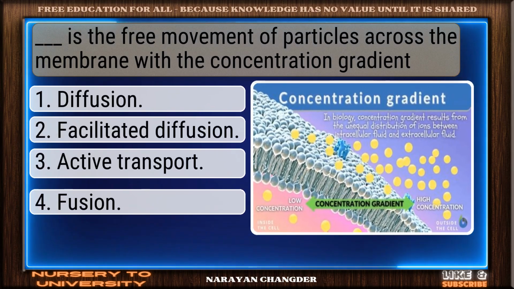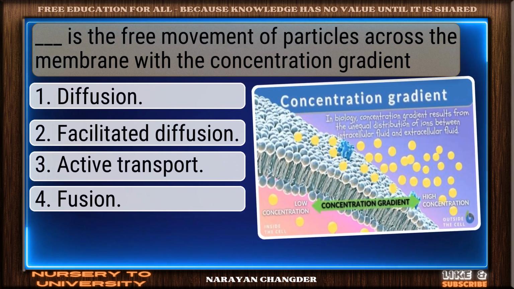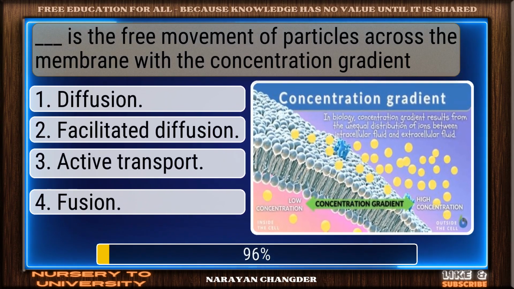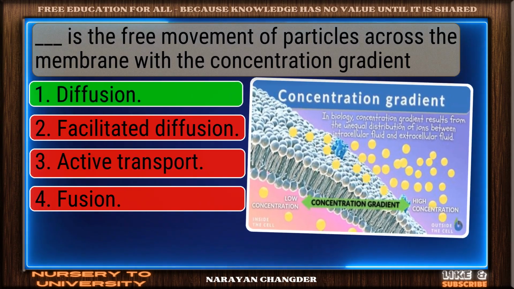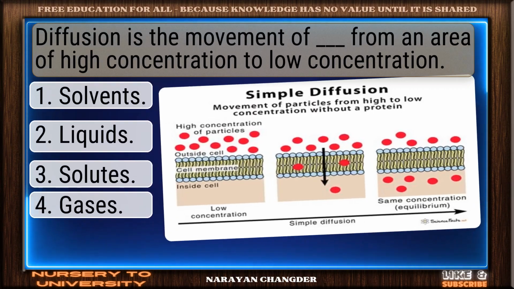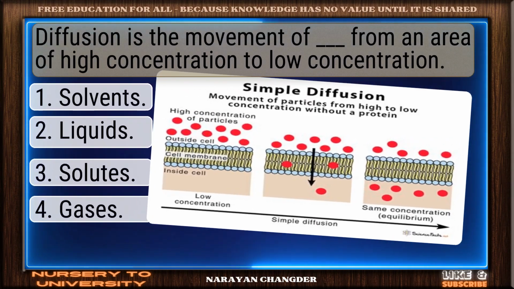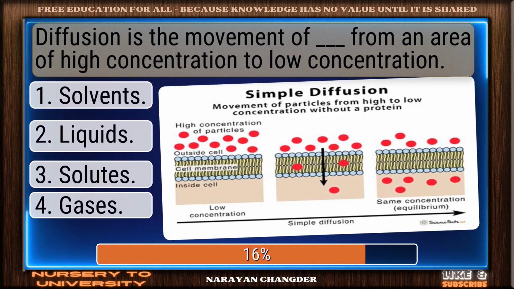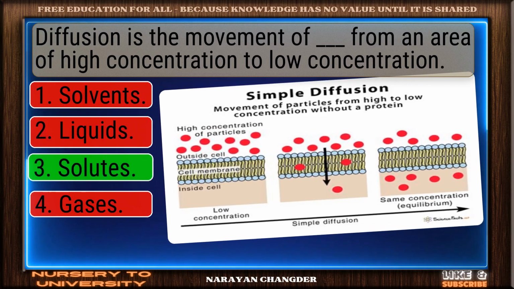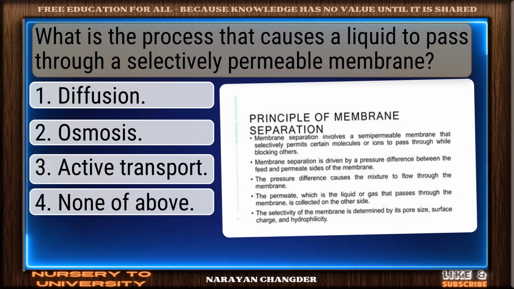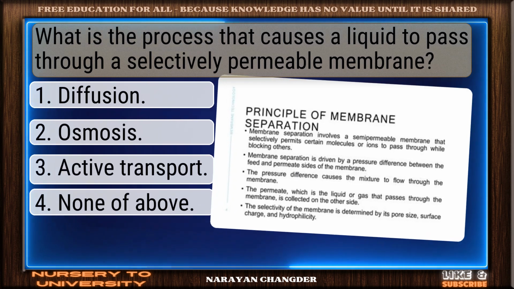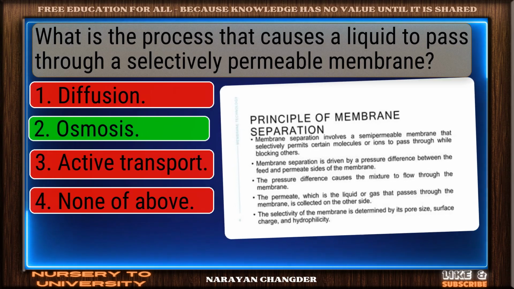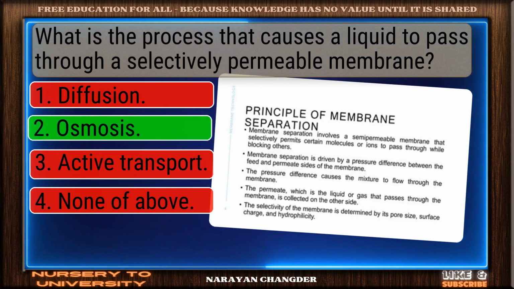Dash is the free movement of particles across the membrane with the concentration gradient. Excellent choice. Diffusion is the right answer. Diffusion is the movement of dash from an area of high concentration to low concentration. Great job. Solutes is the accurate answer. What is the process that causes a liquid to pass through a selectively permeable membrane? Nice selection. Osmosis is the correct and valid answer.